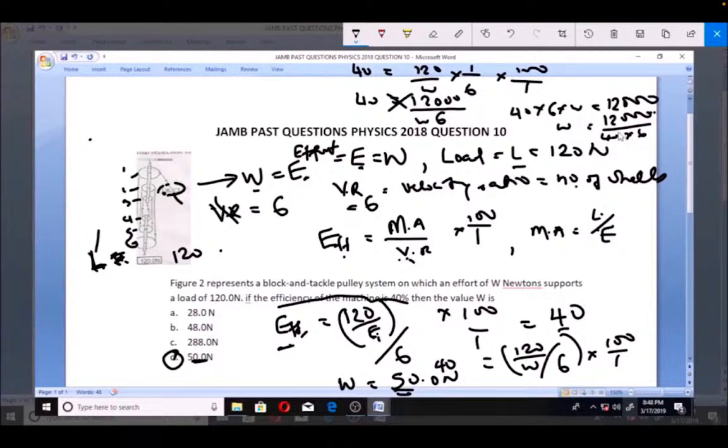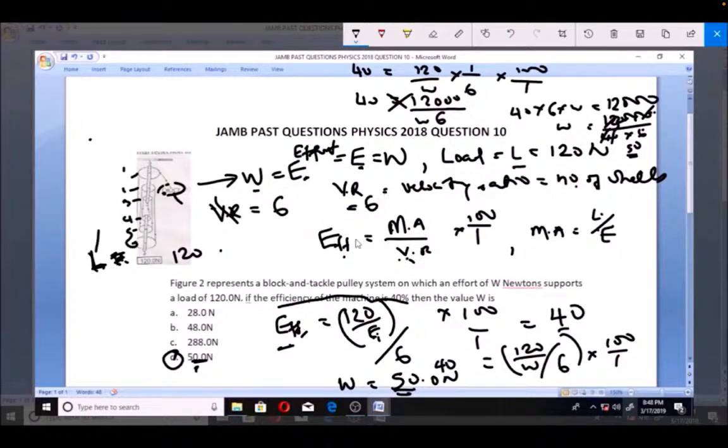So how do you cancel out? The 0 cancels the 0. The 4 cancels 12, which gives us 3, so you have 300. Then 300 divided by 6 is 50. So that is how we come about 50 newtons. The correct answer is D, 50 newtons.